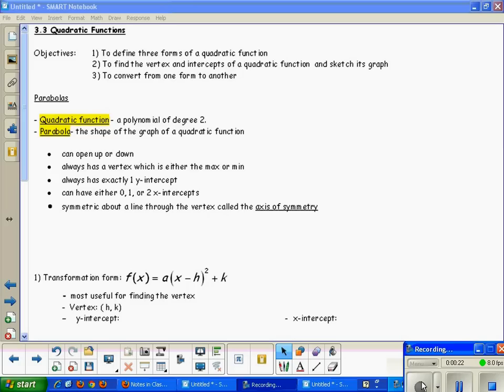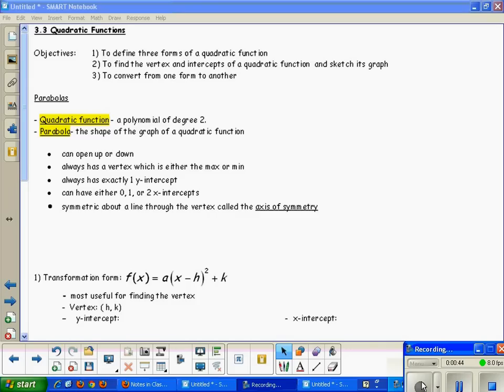Remember, a quadratic function is a polynomial of degree 2. Also, the shape that our quadratic function makes is a parabola, which kind of looks like a U. Some specific things we need to know is that the parabola can open up or can open down. It always has a vertex, which is either a maximum or minimum, depending on how it's opening.